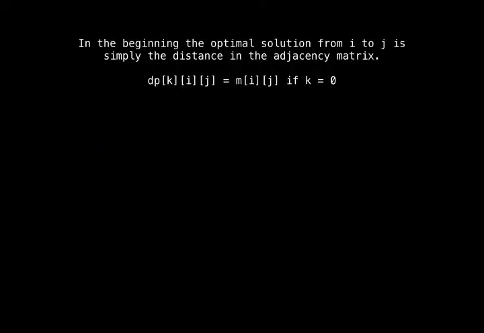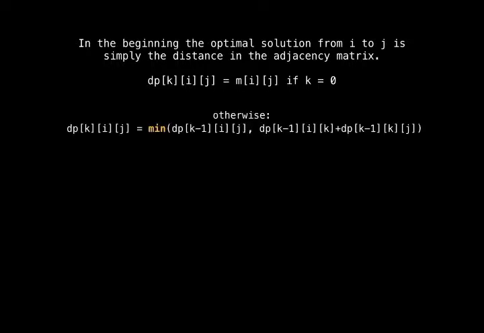Let's talk a bit more about how to populate the dp table. In the beginning, the optimal solution from i to j is simply the distance given to us in the adjacency matrix. So when k equals 0, dp of k,i,j is equal to m[i][j], the value of the edge from i to j. Otherwise, in general, dp[k][i][j] can be summed up with the following recurrence relation.